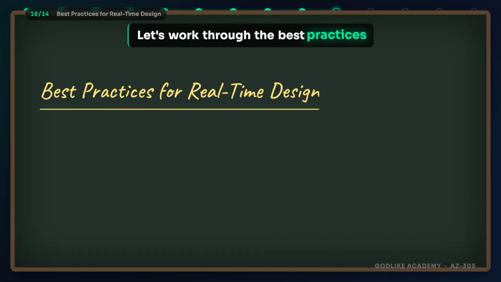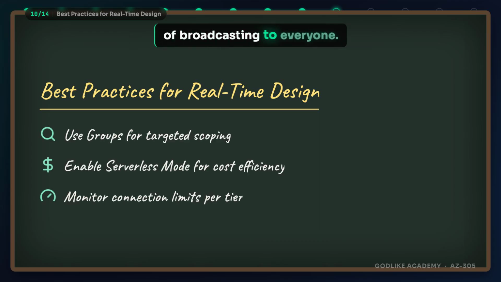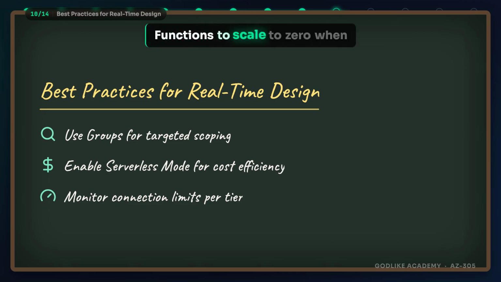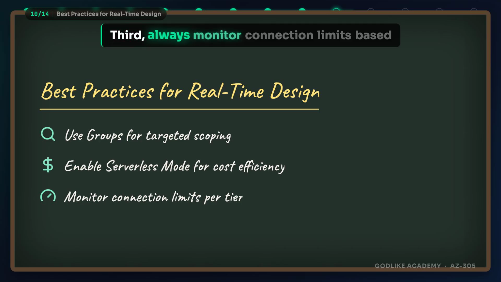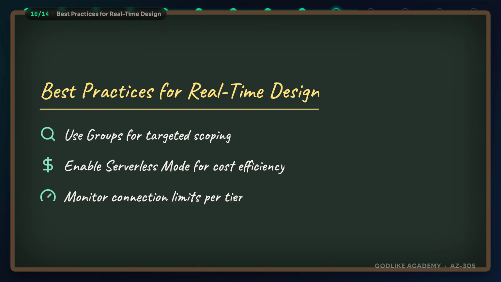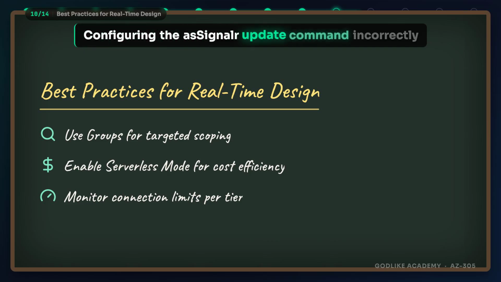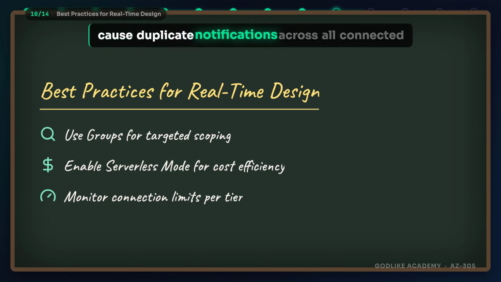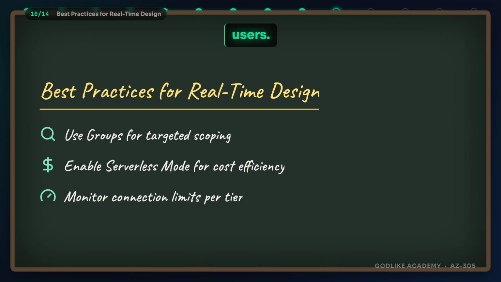Let's work through the best practices for designing these solutions. First, use groups for scoping instead of broadcasting to everyone. This ensures users only receive relevant data. Second, implement serverless mode using Azure Functions to scale to 0 when idle, which significantly reduces costs. Third, always monitor connection limits based on your service tier to prevent degradation during traffic spikes. Configuring the SignalR update command incorrectly will immediately break group routing and cause duplicate notifications across all connected devices, wasting bandwidth and confusing end users.